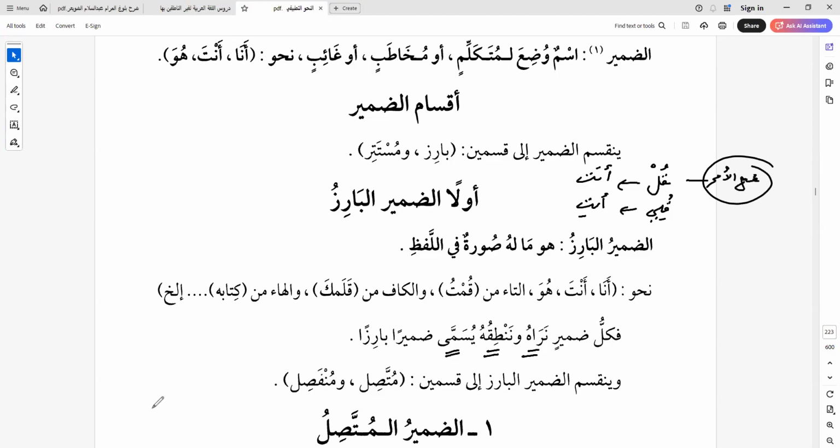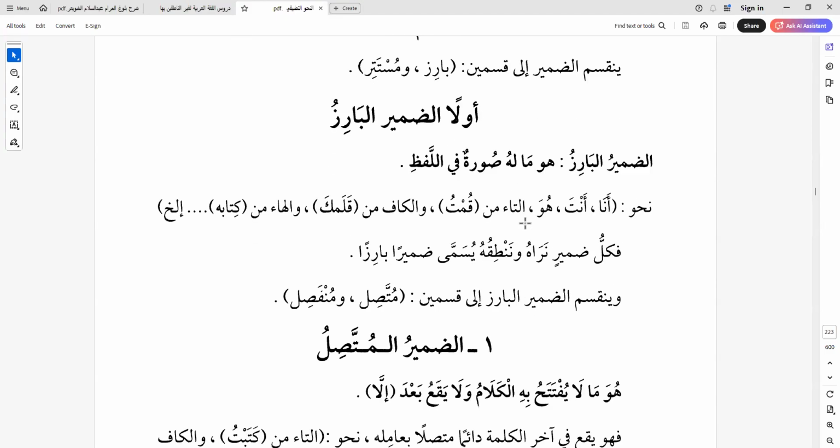So let's look at the تقسيم. ينقسم الضمير البارز. ضمير البارز divides into two. It can be divided. It's categorized into two categories. We have متصل, and then we have منفصل. متصل and منفصل.